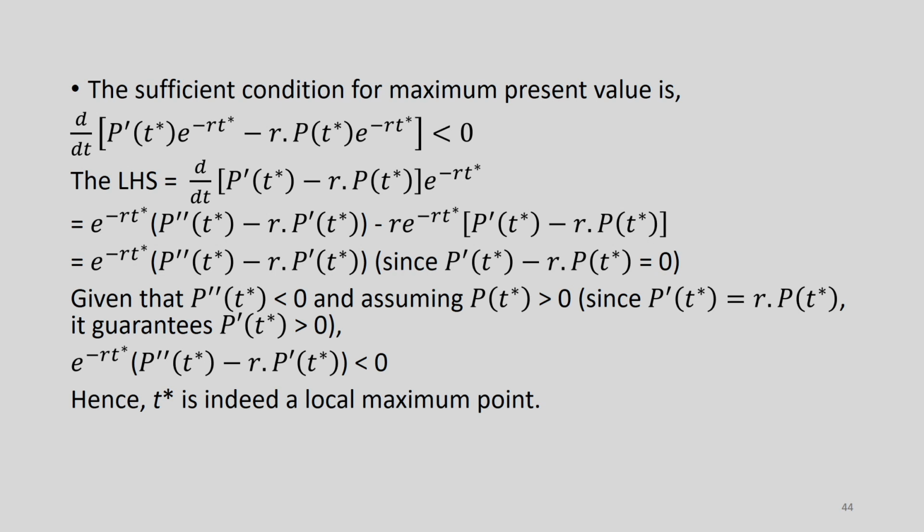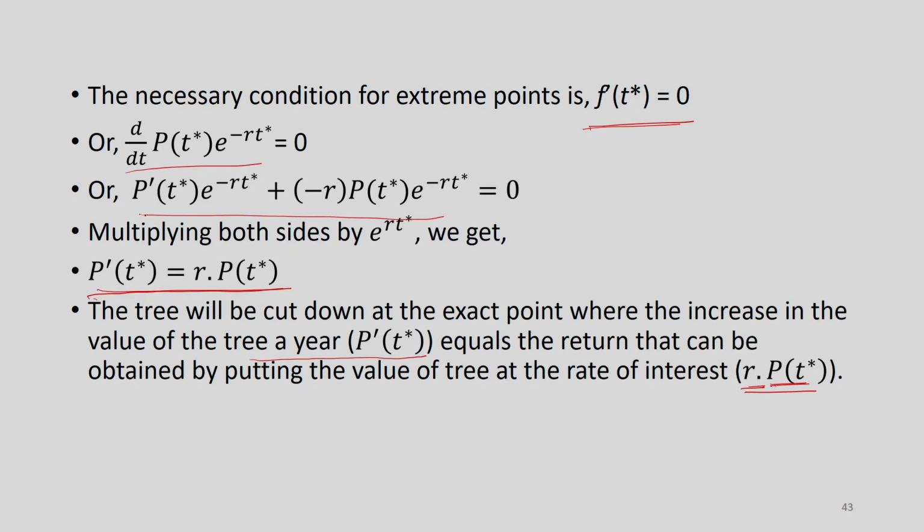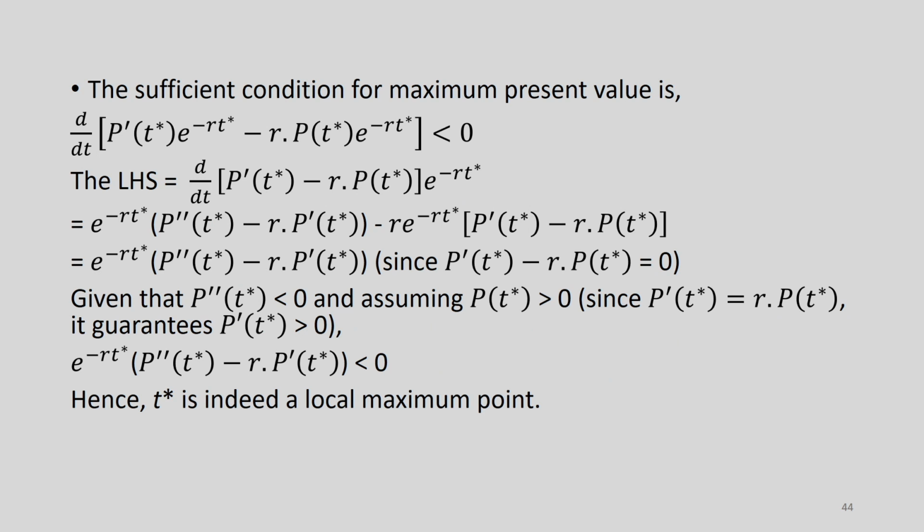Now, this is a necessary condition. One is not sure whether t star is actually maximizing or minimizing or something else, so one has to look at the sufficient condition as well. The sufficient condition for maximum present value is this: I take the first derivative, the left hand side, differentiate it further, and the second derivative should be less than 0.